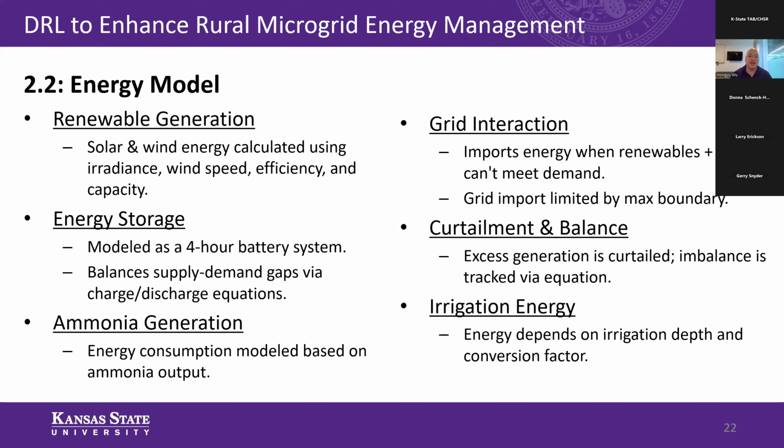So this slide outlines the energy model for the farm-scale microgrid system. So we have renewable energy. You can see we have solar and wind energy. We have an energy storage system. We consider a 4-hour battery system with balanced supply and demand gap, and also the large charge-discharge operation. We also have ammonia generation, grid interaction, and curtailment and balance. So due to the time constraint, I'll briefly go over this, to the next stage.